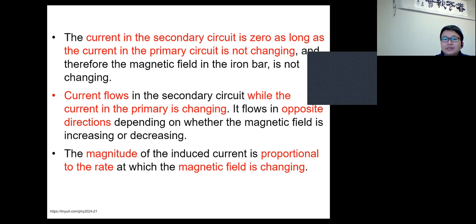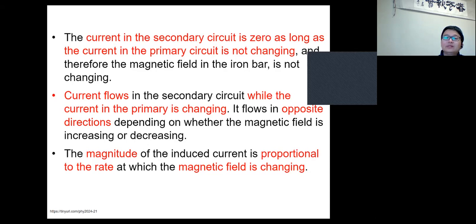And the current flows in the secondary circuit while the current in the primary circuit is changing. So that means if you just close the switch, then the current is building up in the primary, or if you just turn it off, then the current dies out in that case, okay? So the current flows in opposite direction depending on whether the magnetic field is increasing or decreasing, okay?